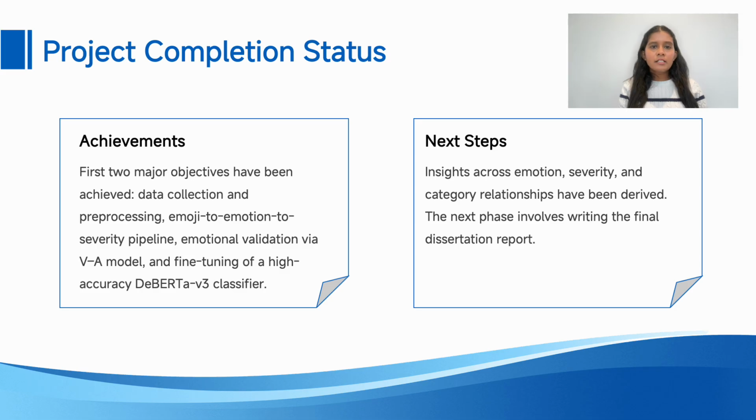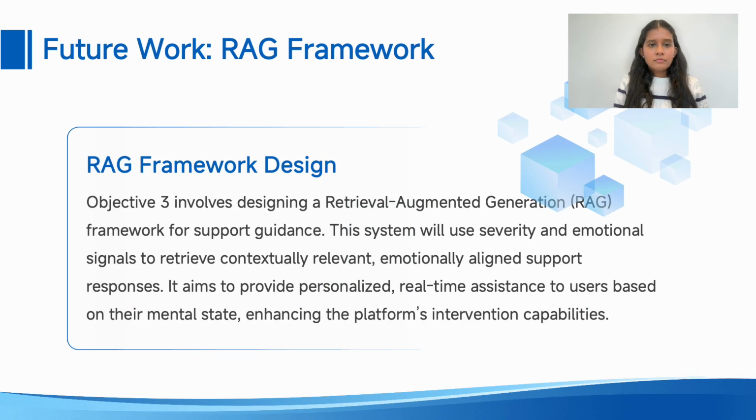To summarize the current progress, the first two major objectives of this project have been successfully completed. I began by collecting and pre-processing posts from the Beyond Blue forum, and I achieved a high accuracy of over 91%. For my future work, which aligns with Objective 3, I aim to design a retrieval augmented generation, or RAG, framework for support guidance.